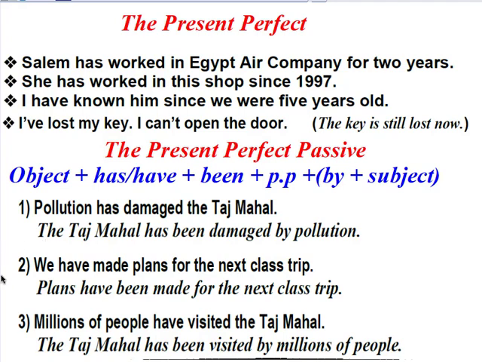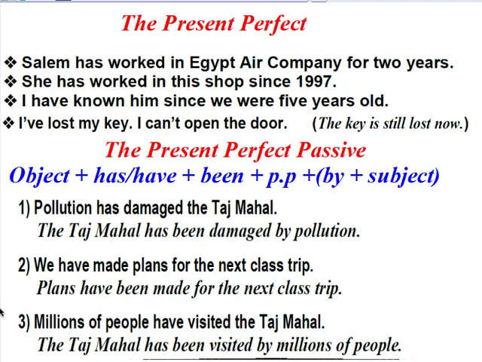Number two, we have made plans for the next class trip. So we have to start with plans, as it's the object. Plans is the object. Yes, it's a plural noun, so it must be followed by have. So plans have been, and the past participle made, for the next class trip. So plans have been made for the next class trip.